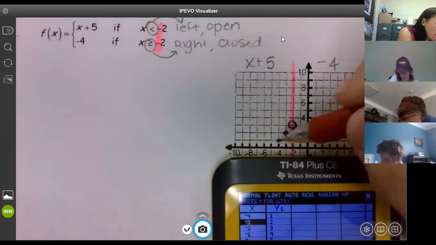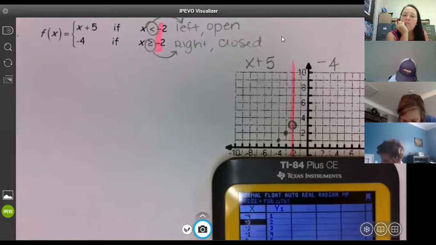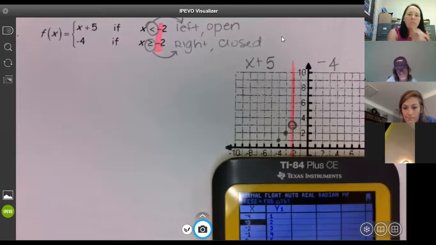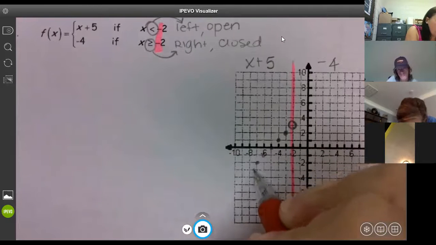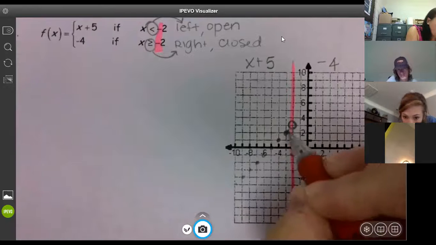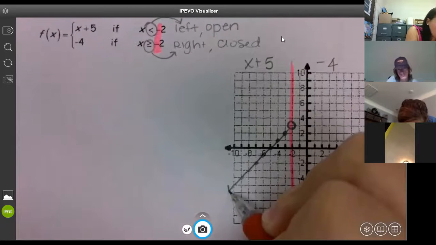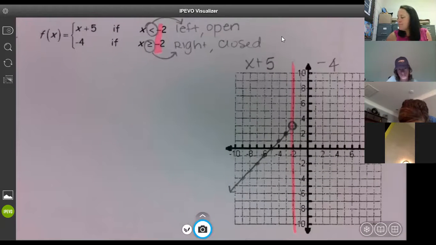What do you see? What do you notice about this graph? It's linear. Yeah, so it's going to keep going down the same way. So we can just put the dots and we don't have to keep looking at our graph or our chart. Okay. Is everybody good so far?